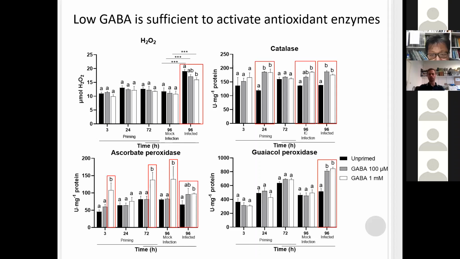This would suggest that GABA actually primes the defense responses of plants so that they can respond faster and more robustly when they are exposed to a subsequent stress to cope with this accumulation of hydrogen peroxide content.